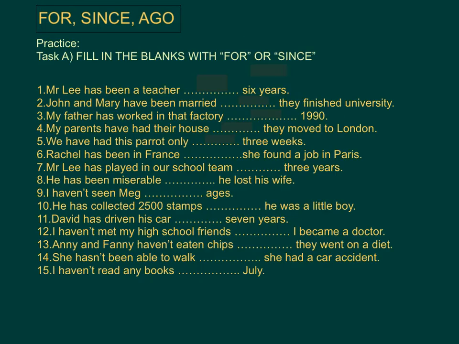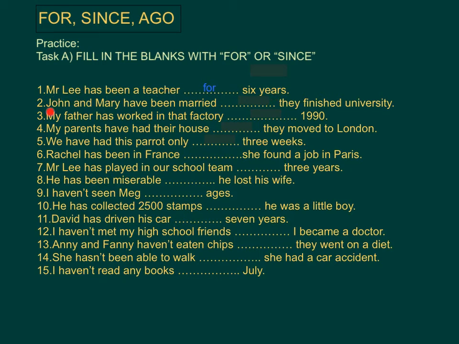Now let's do some practice. Task A. Fill in the blanks with for or since. Number 1. Mr. Lee has been a teacher 6 years. In this case, we see that 6 years is a length of time. Therefore, we use for. He has been a teacher for 6 years.